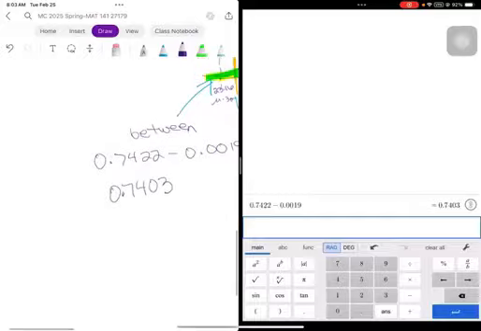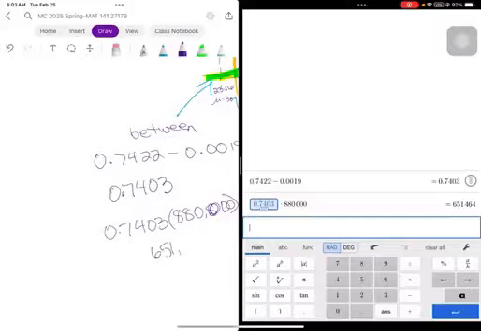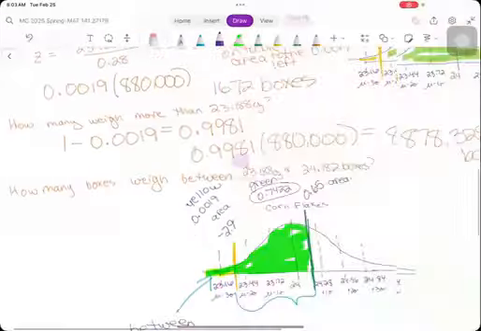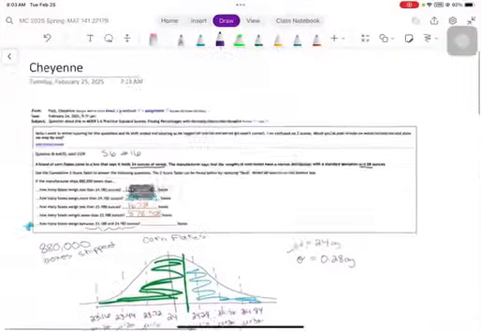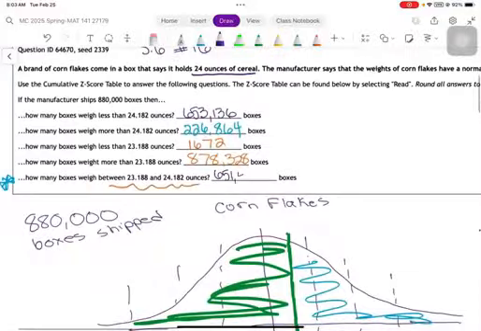Now I'm going to take that value and multiply it by that same 880,000 boxes. You can see these problems are very involved. So you get 651,464 boxes. And that's our last answer that we were looking for way up here at the top. So we get 651,464 boxes. I know this is a long problem, but I hope this helped you see, and I really draw my pictures and show all my work.